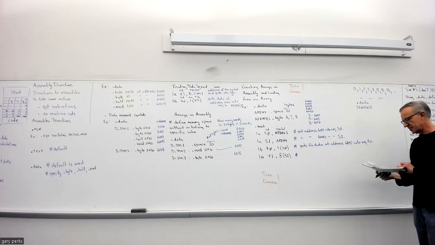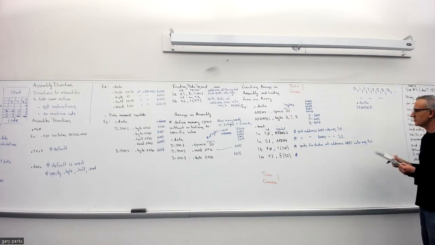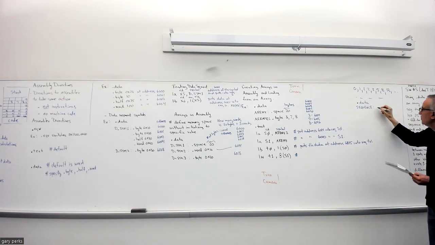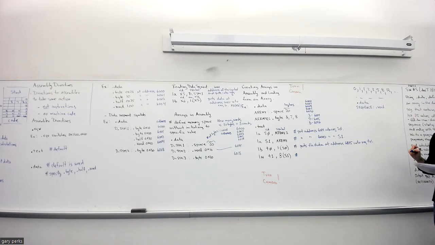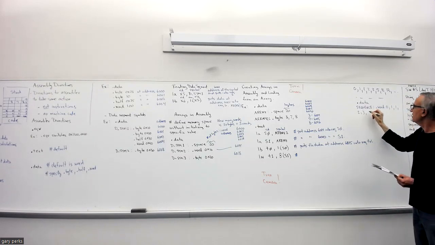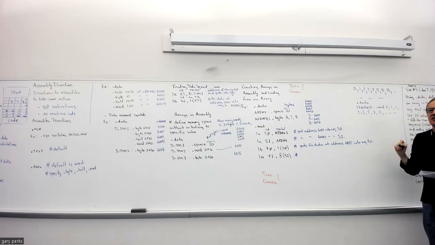You need a colon in that. It's sort of like a label with a colon. Yeah, you have to put a colon with the symbol, just like with the label. And then we're going to specify the data as words. And then you can just list the sequence. So you just put 0, 1, 2, 3, 5, 8, 13, and so on.